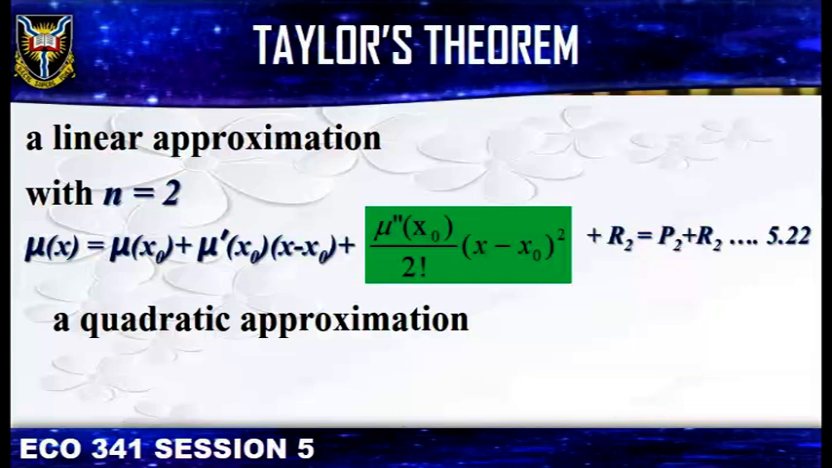Exercises. 1. Expand the function u(x) equal to 1 over 1 plus x² around the point x₀ equal to 3. 2. Consider the function v(y) equal to (1 minus y²)(y plus 4). Expand around the point x₀ equal to 4.